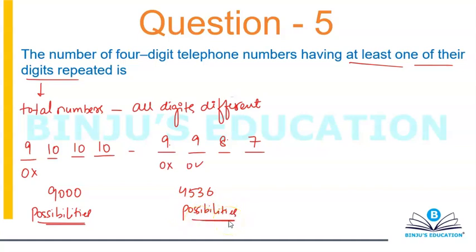So number of 4-digit telephone numbers having at least one of their digits repeated should be equal to 9,000 minus 4,536, and that is, you will have a total of 4,464 cases.